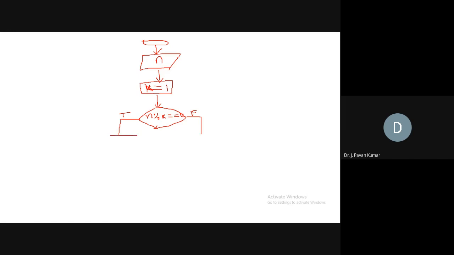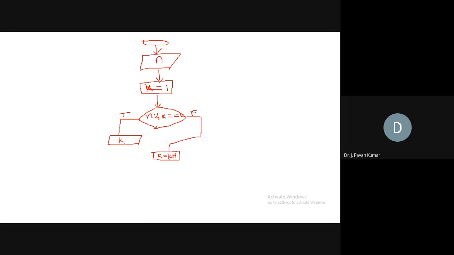Next, if it is true, we have to display. For displaying, it is output, so we have to use a parallelogram. So what will we be displaying? The factor. What is the factor? If n mod k equal to 0, k is the factor, so we have to display the k value. Next, if that is not the factor, then we have to see whether the next number is a factor or not. So we have to increment k value by 1. So we are processing here, right? So k is equal to k plus 1. We will do that whenever it is false.